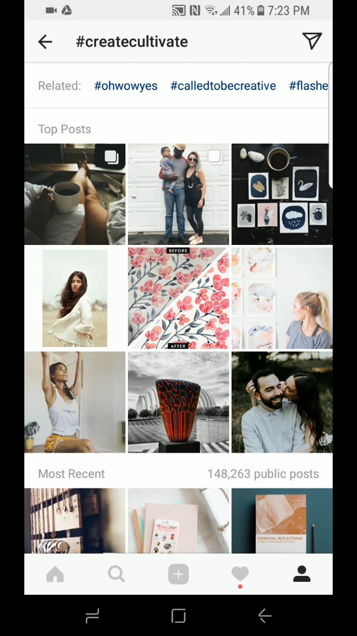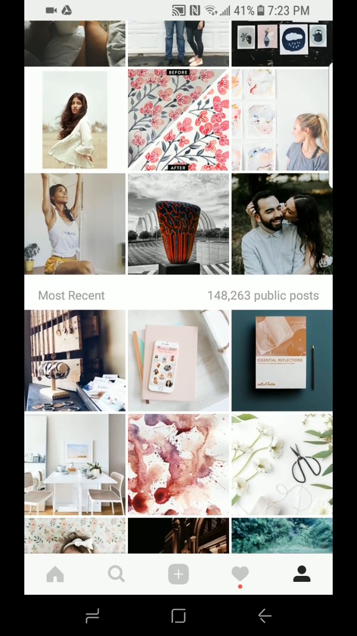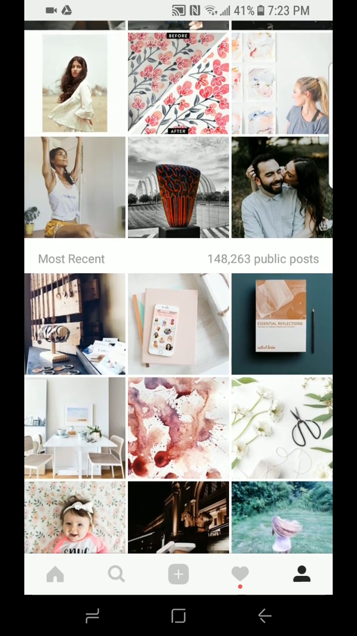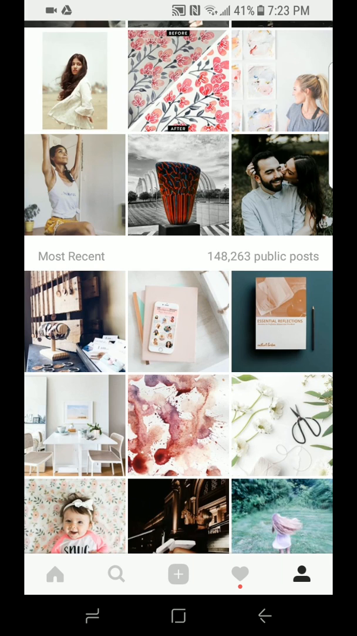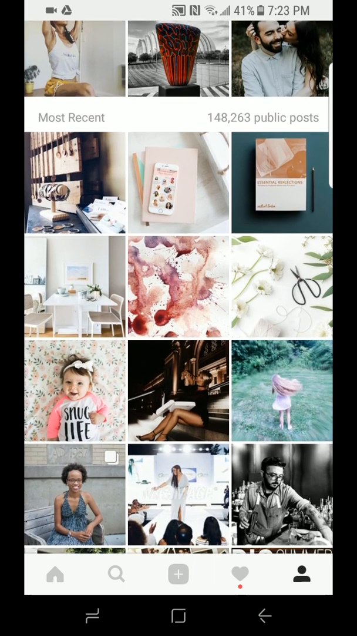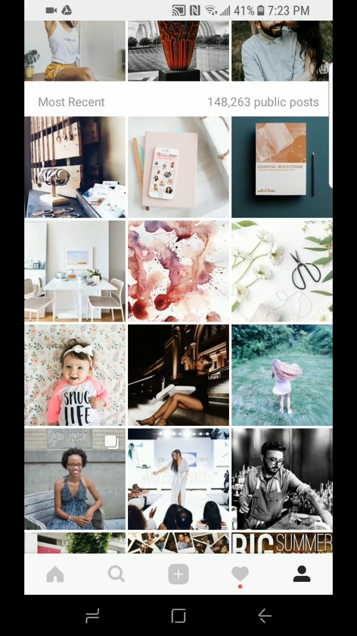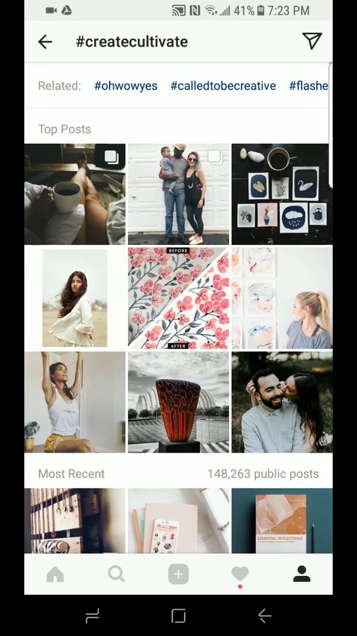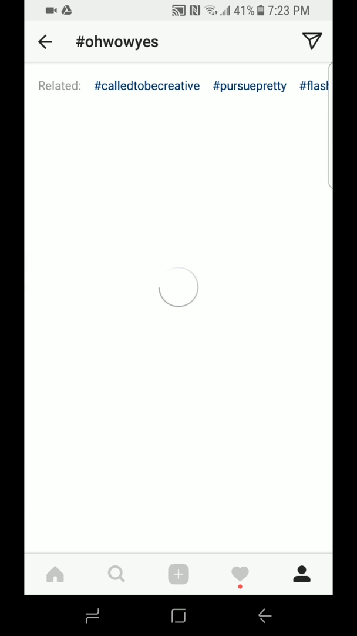Another good hashtag for my audience is Create Cultivate, and as you can see, it has 150,000 public posts. Again, we get an idea that this hashtag is used by creatives of different kinds, so it's not just photographers. An interesting thing about the related hashtags is that while there are hashtags like call to be creative, flashes of delight, and pursue pretty that are obviously about creativity, there's also a hashtag, oh wow, yes. If you just randomly stumbled across this hashtag, you would not know what it stands for, so let's click into it.